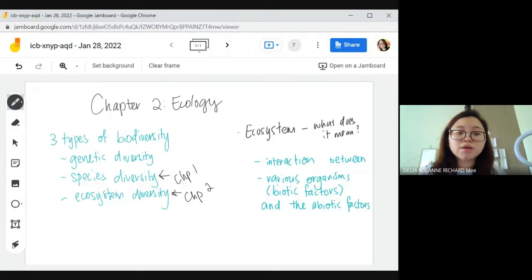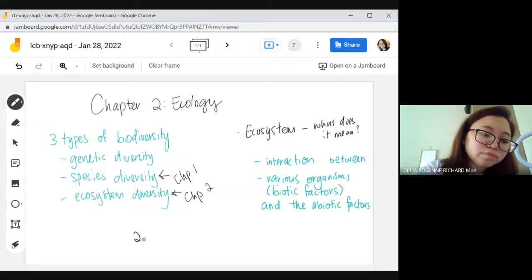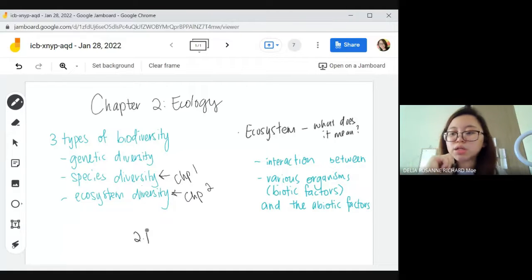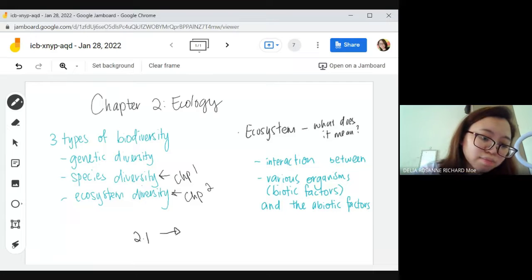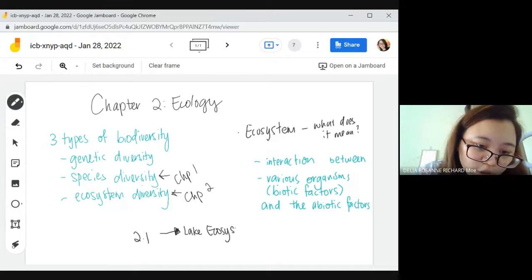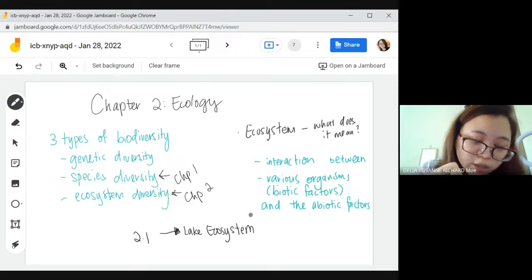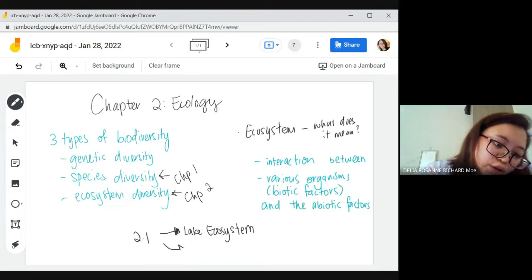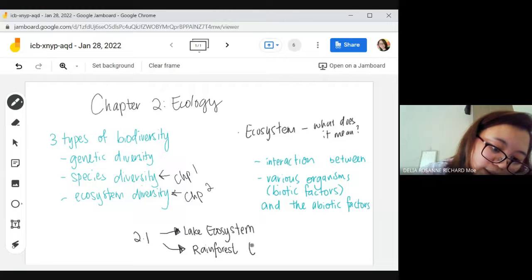In this chapter, in 2.1, you're going to learn about lake ecosystem and rainforest ecosystem. I'm an adult. I am an adult who finished university. I can spell ecosystem. Okay. 2.1, you will learn about lake ecosystem and you learn about rainforest ecosystem.